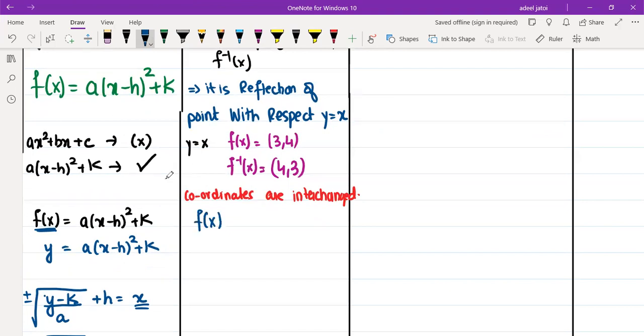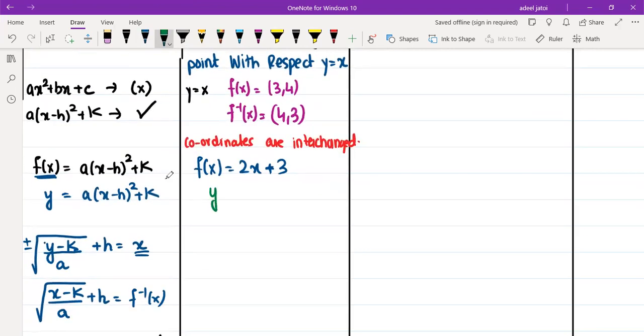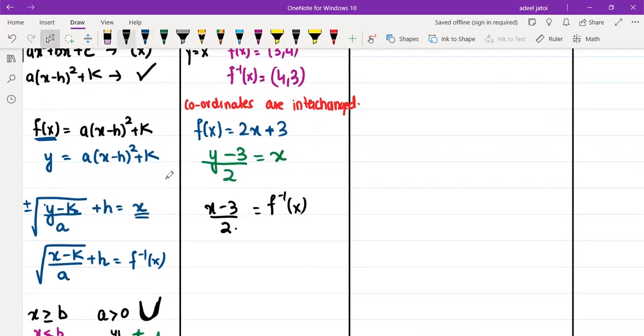Let's say f(x) is 2x plus 3, a linear function only, it is not quadratic. So let's just change this to (y minus 3) upon 2 is equal to x. So can we say f inverse of x is equal to (x minus 3) upon 2? So now you have both the functions.